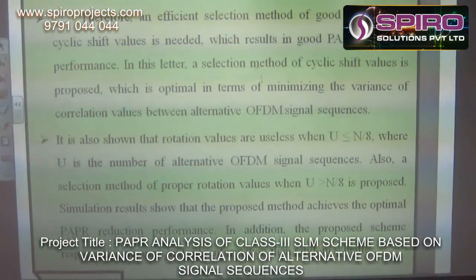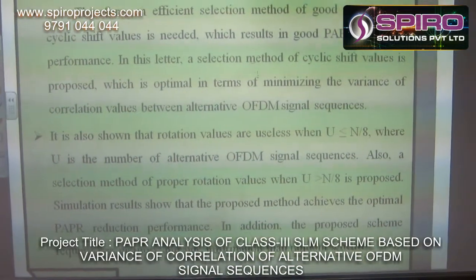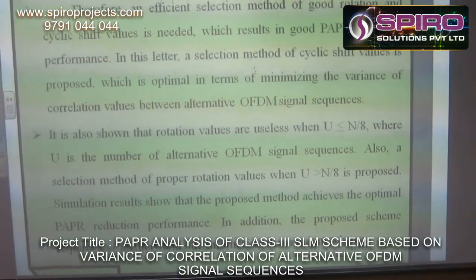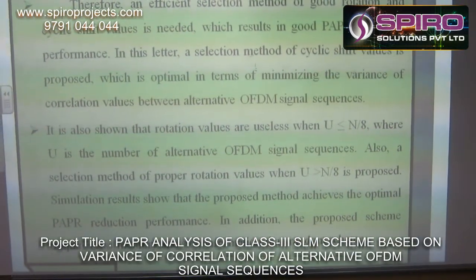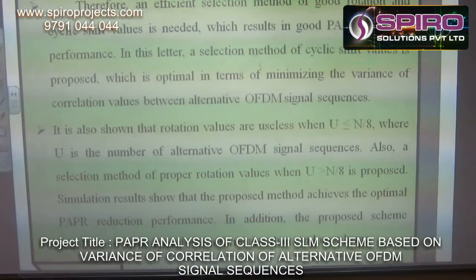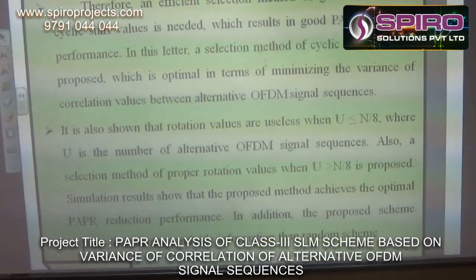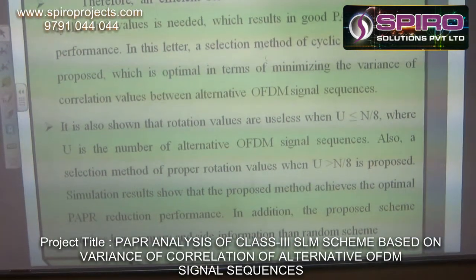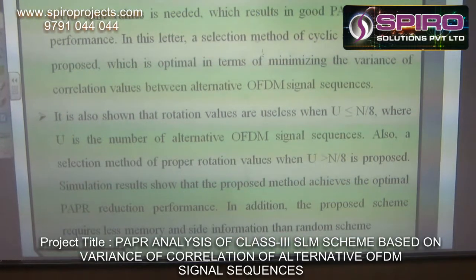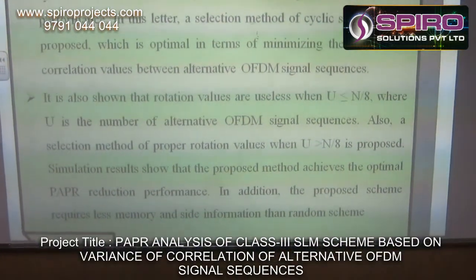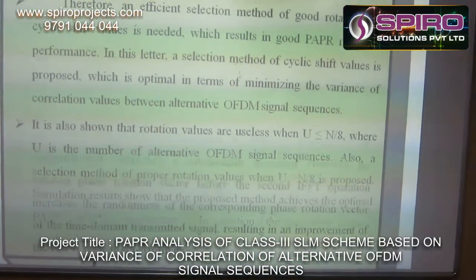It is also shown that rotation values are useless when U is less than or equal to N/8, where U is the number of alternative OFDM signal sequences. Also, a selection method of proper rotation values when U is greater than N/8 is proposed. Simulation results show that the proposed method achieves the optimal PAPR reduction performance. In addition, the proposed scheme requires less memory and side information than the random scheme.